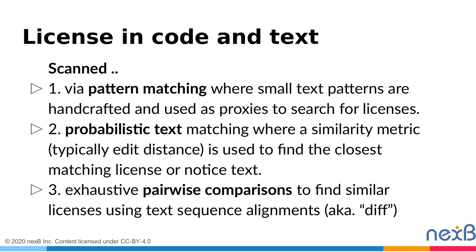And so that's the first thing. That's that the information is not really always there. The second thing is license that we can find in code and text. So that's where you come to what's called scanning. And there are different techniques for that.